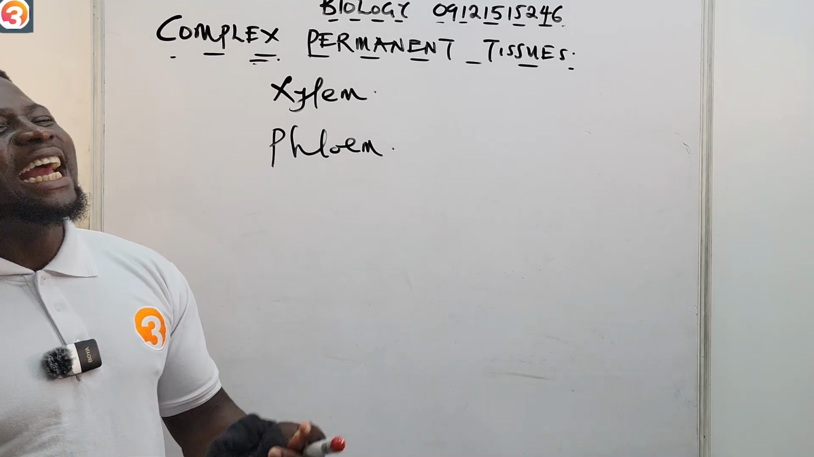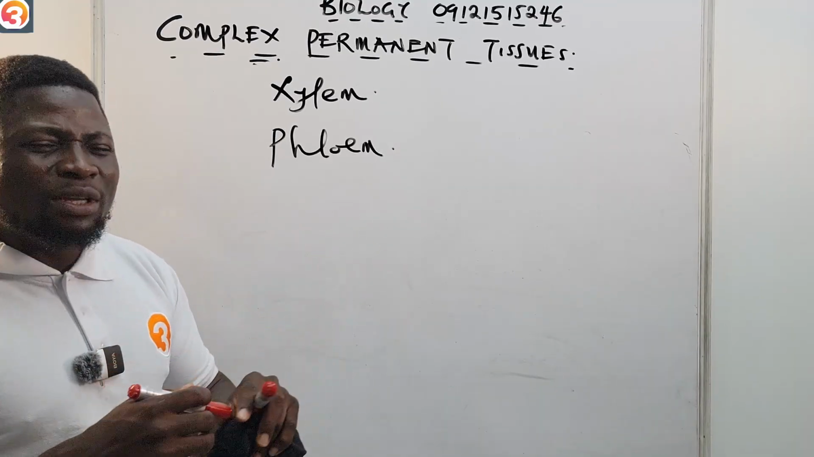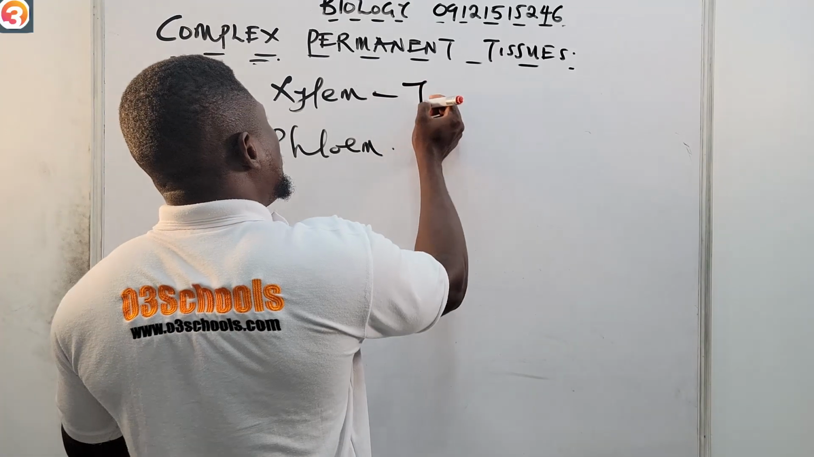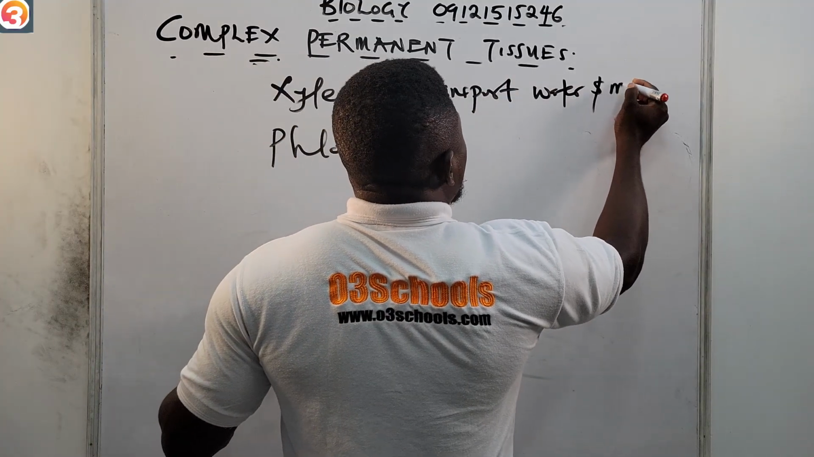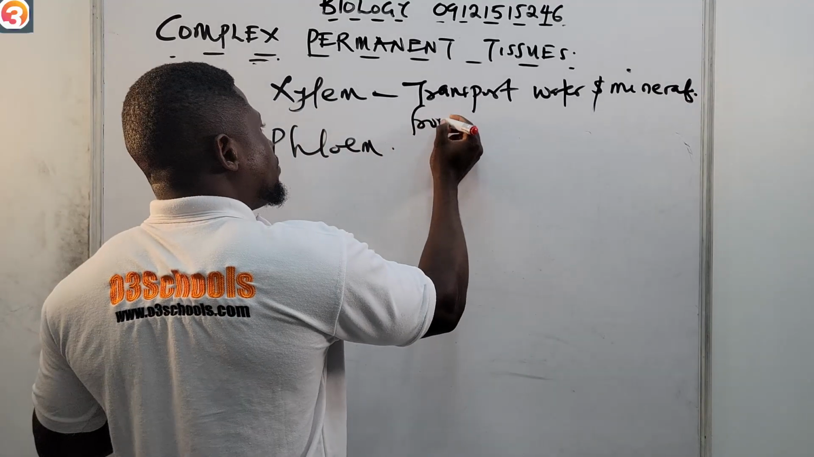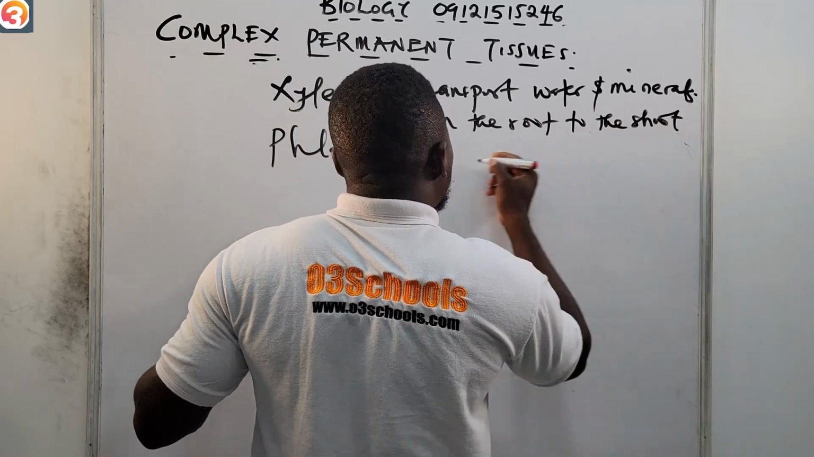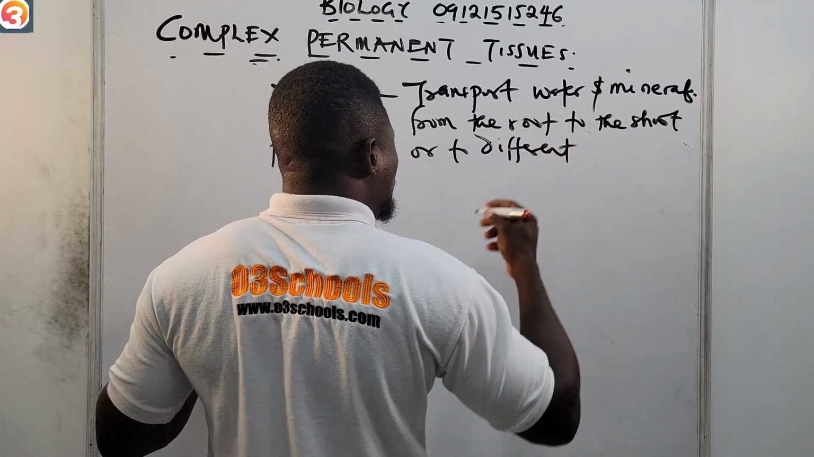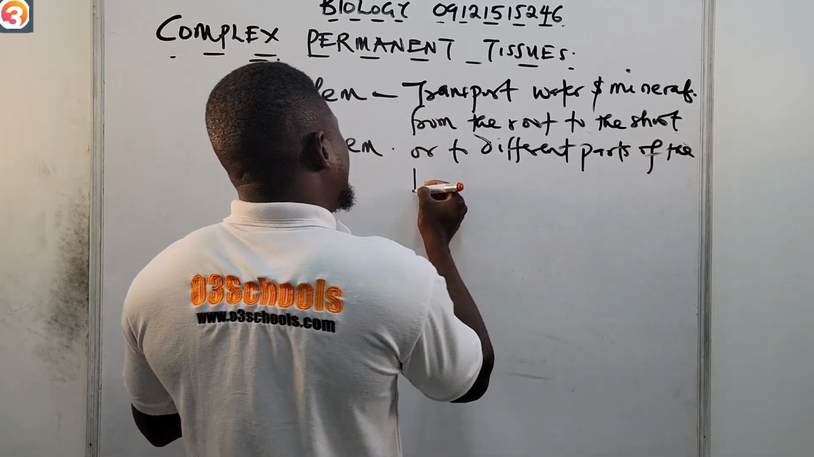The function of the xylem is to what? The xylem, first of all, is responsible, or the function of the xylem is to transport water and minerals, from the roots to the shoot, or to different parts of the plant.